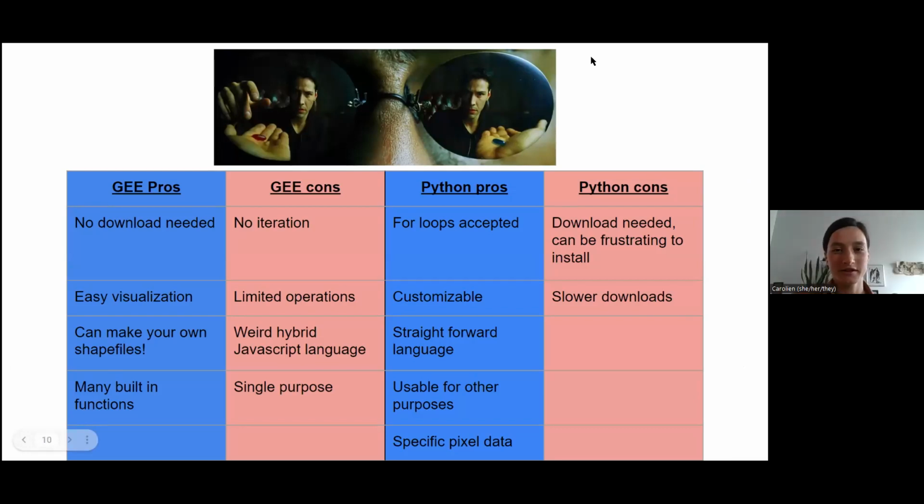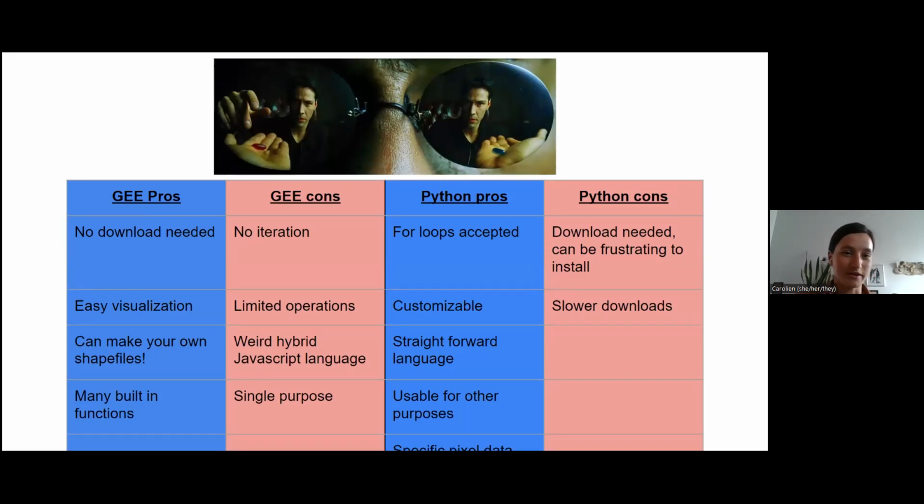All right, so here we're going to lay out a few of the pros and cons of both approaches, so you can choose which one is best for you. So starting with Google Earth Engine, the big pro is that you don't need to download any software. It's very easy to just hit the ground running in terms of doing your analysis. They have a lot of easy visualization tools, so it's very easy to get a plot of some satellite data within a few minutes.